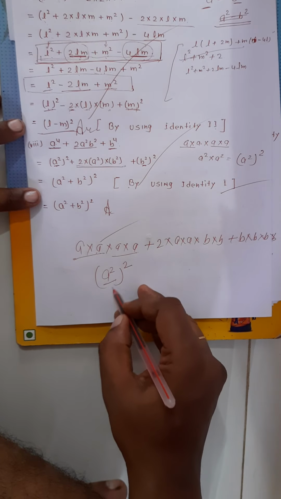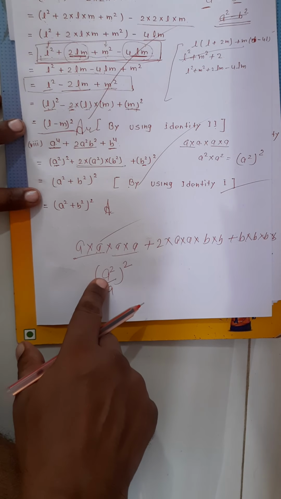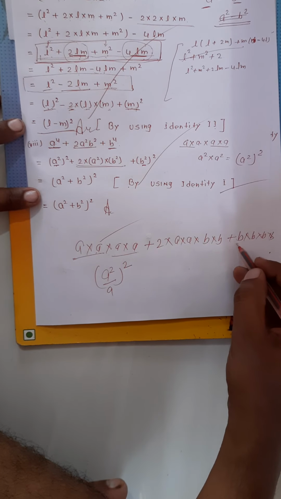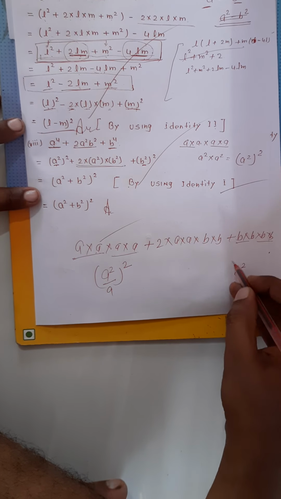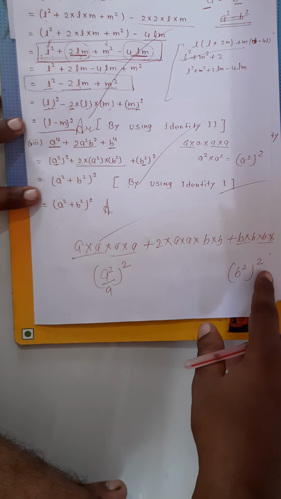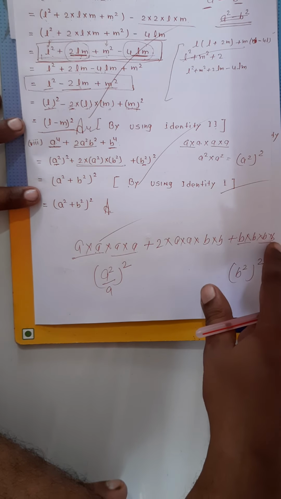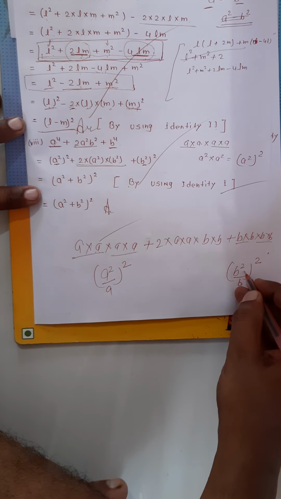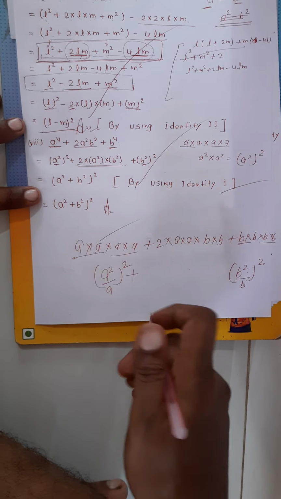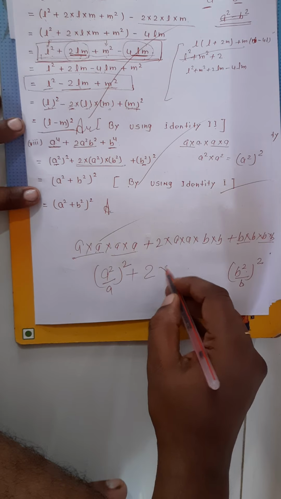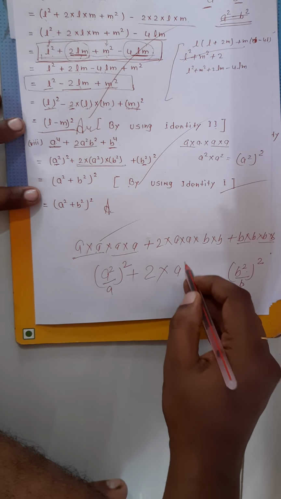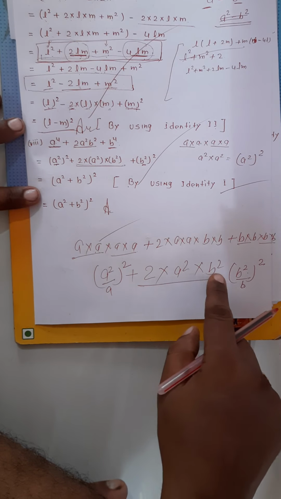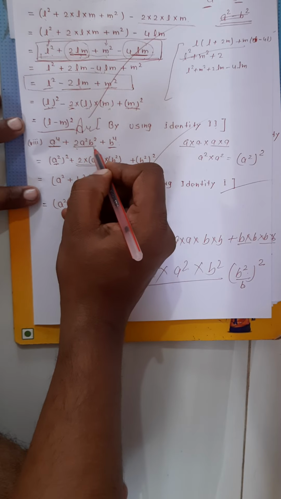Here our value of a will be a square, because it is the whole square of a square. Here also there is b4, and if you write it as the whole square of b square, then the value will be b into b into b into b. So our value for b will be b square. And if we check for 2ab, 2 into a means a square, b means b square, the value becomes 2 into a square b square. Here there is 2a square b square.